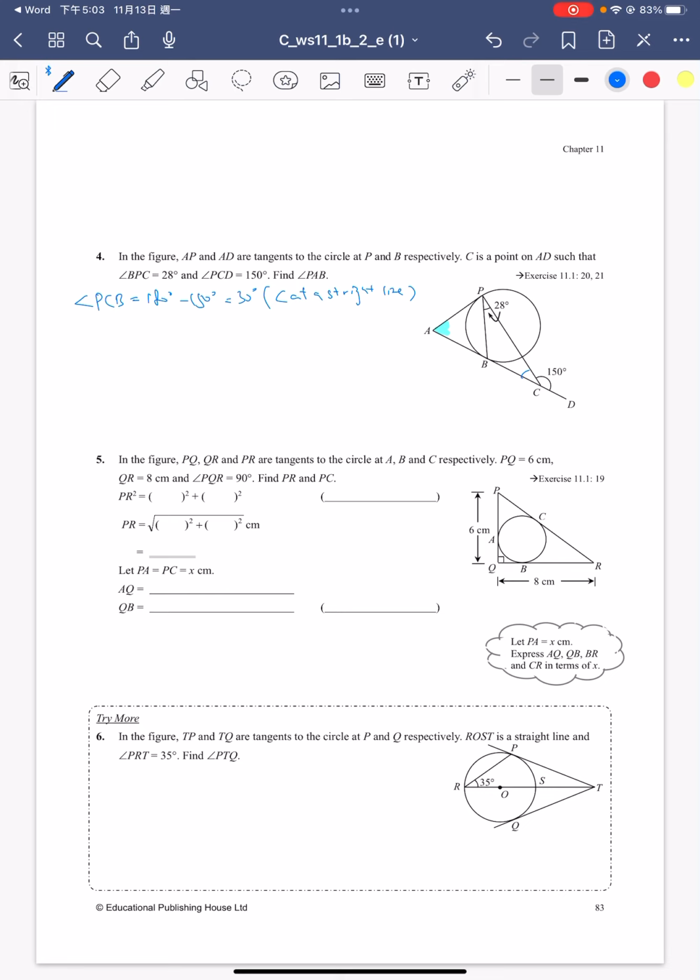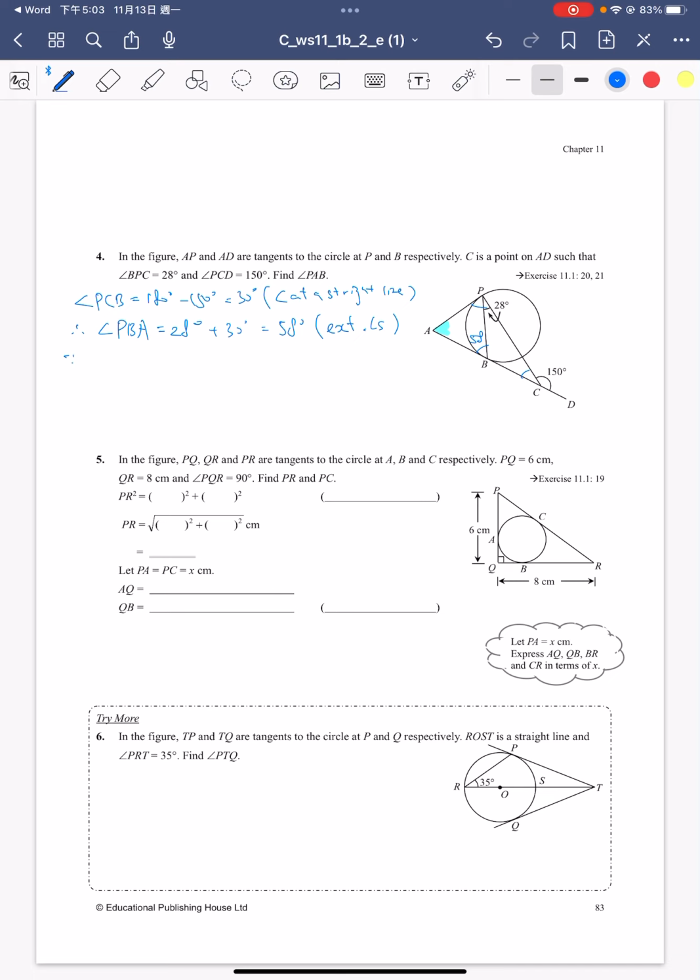And then we can use the exterior angle. So we can say that the angle PBA is equal to 28 degrees plus 30 degrees, giving you 58 degrees by using the exterior angle of a triangle. And then now we have this is equal to 58, and then this APB is equal to 58 as well.